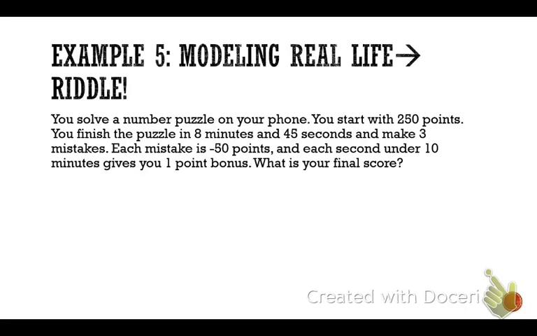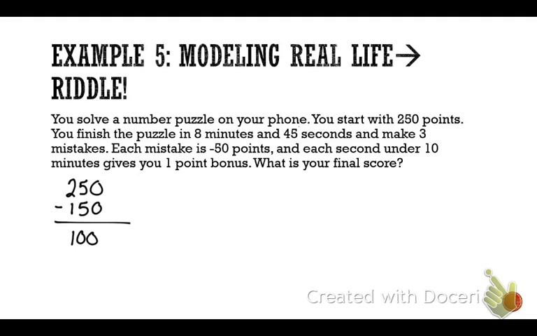All right, so you start with 250 points. That's your starting. All right. How much is each mistake worth? 50 points. How many mistakes did you make? So how many points did you lose? 150. So most people got to this point, okay? We had 100 points left. So if there was no bonus at all, that would be my score. The bonus is usually what throws you off.